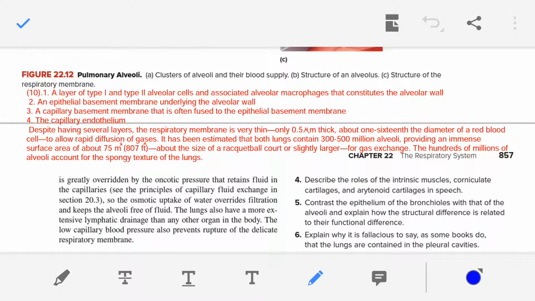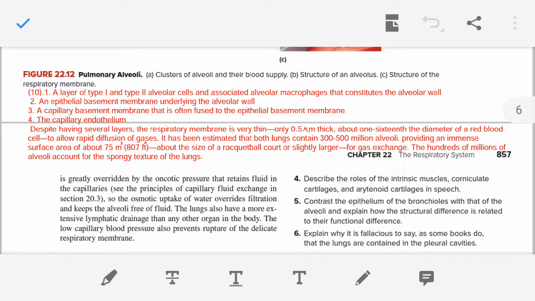Since hundreds of millions of alveoli are present in the lung, the lungs have a spongy texture, meaning the lungs are very soft.